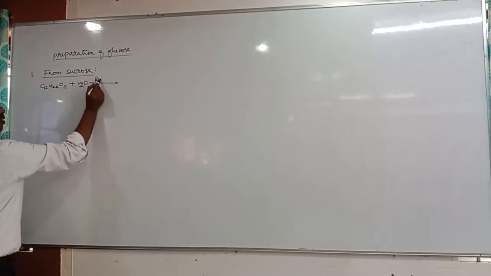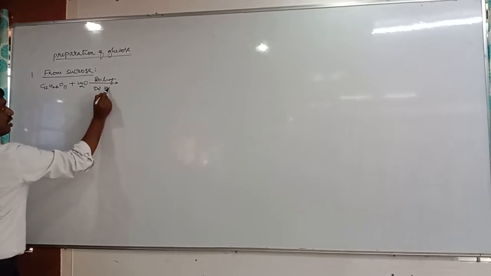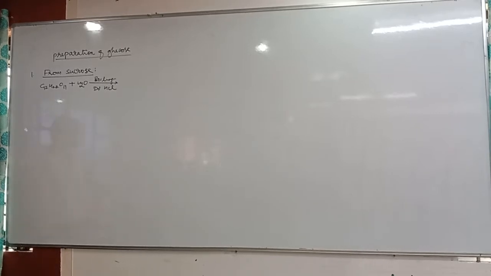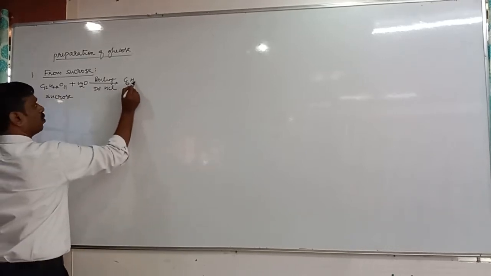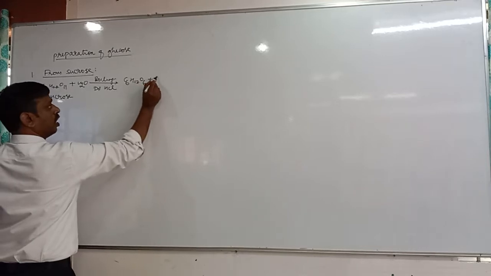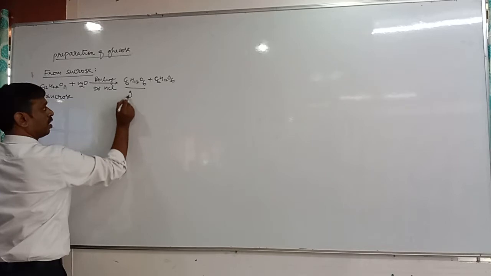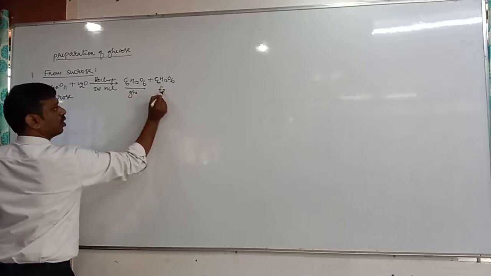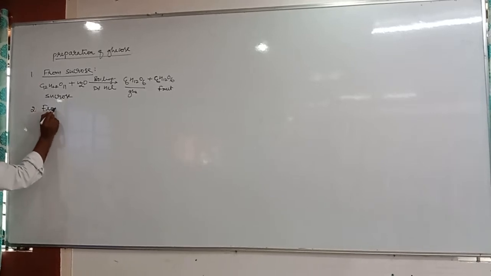Usually it is in boiling water, and in presence of any dilute acid, you can take either hydrochloric acid or sulfuric acid. Therefore, sucrose undergoes hydrolysis, which gives C6H12O6, glucose, and C6H12O6, which is fructose. Okay, it is from the hydrolysis of sucrose. Next, the second method is from starch.